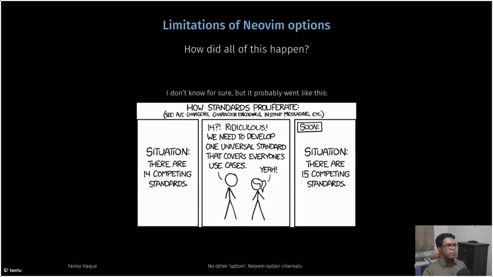Next, how did all of this happen? I don't know, but it probably went something like this. I suppose you guys are familiar with XKCD. You guys know what this is, but I'll just leave it here so you guys can have some time to process this.